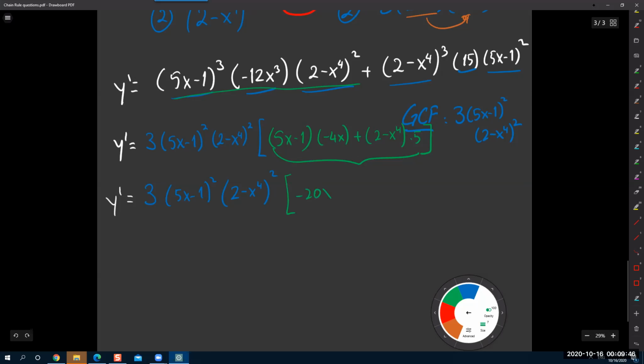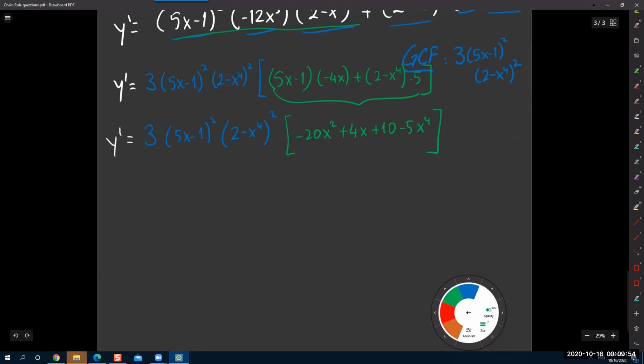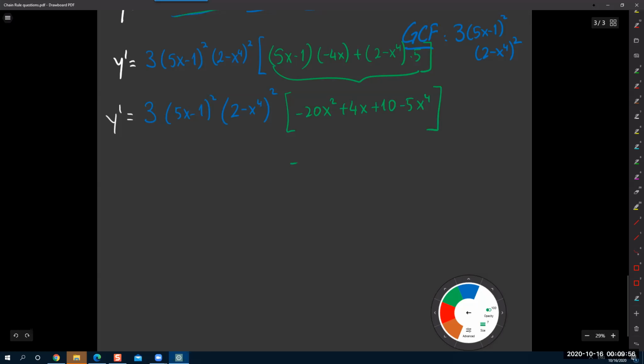So that will be what? Negative 20x squared plus 4x plus 10 minus 5x to the 4th. Okay, so minus 5x to the 4th minus 20x squared plus 4x plus 10. Is there any greatest common factor here? Better not. You cannot. Can you factor without this? No, you cannot. So that's the answer.